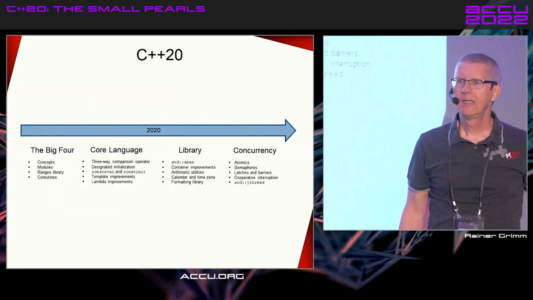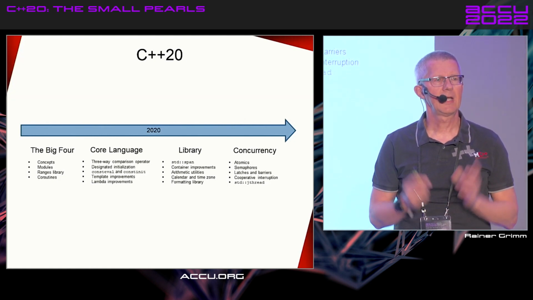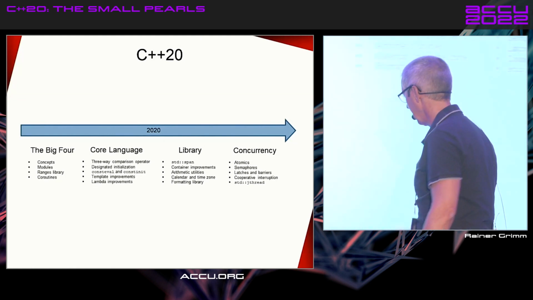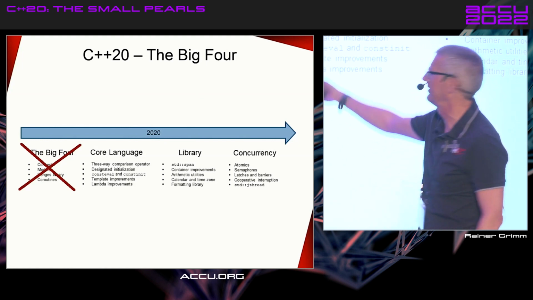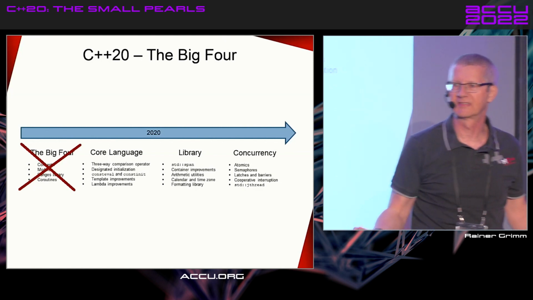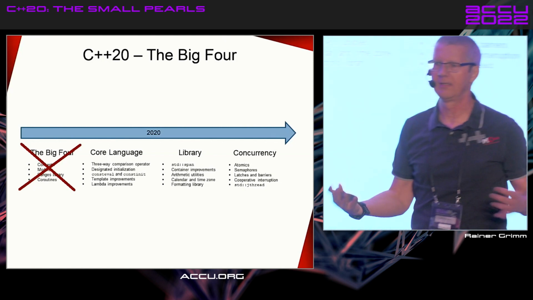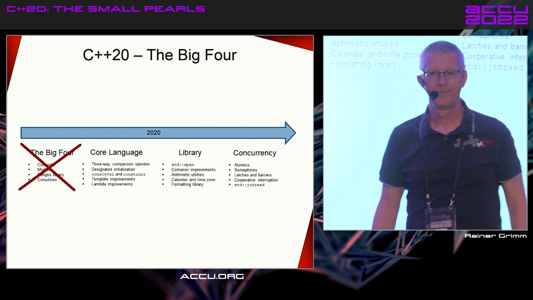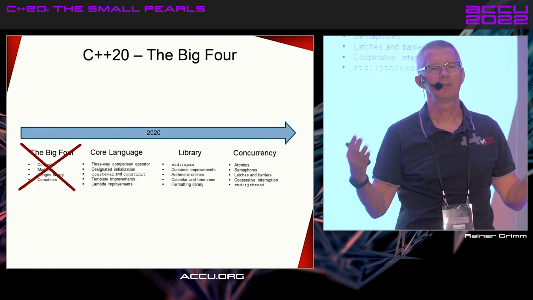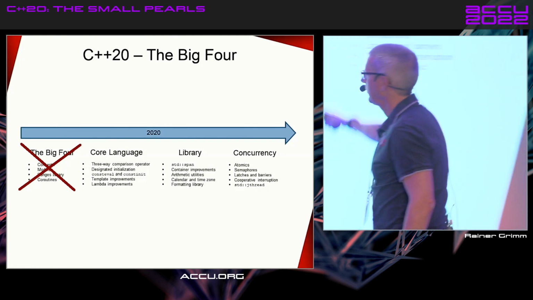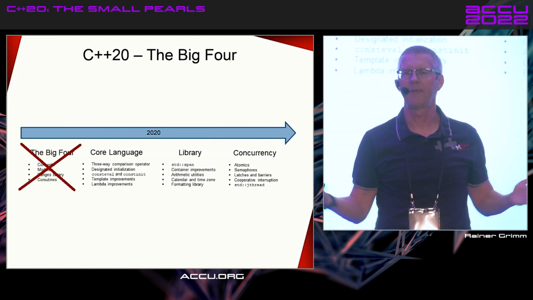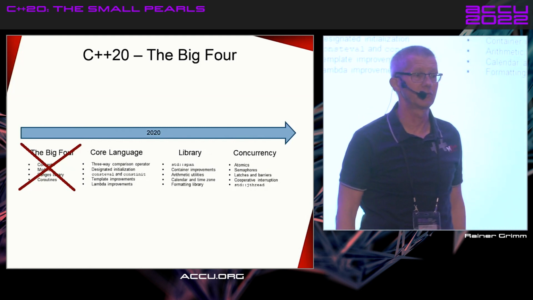Okay, this is the plan for today. I called it the hidden or small pearls. Anyway, how you would call it. This means I talk about all the stuff excluding the big four: concepts, modules, ranges, and coroutines. I already gave talks about them, and you cannot do it in 90 minutes. So let's talk about the small other ones. By the way, these are not all features which I should mention as a C++20 talk. There are more than that, but this is at least the stuff you should know.